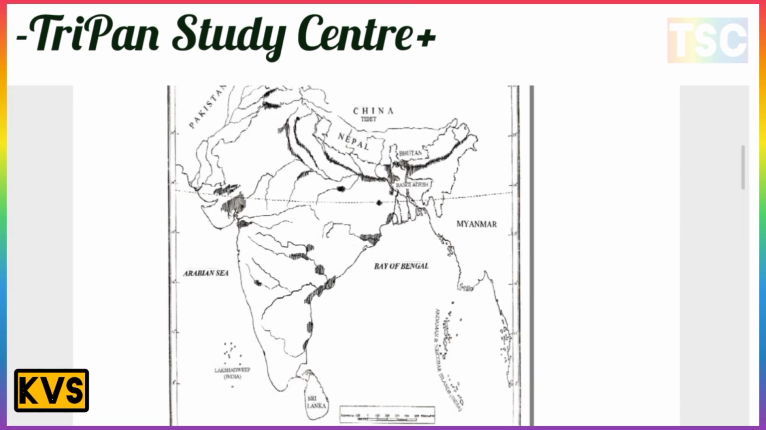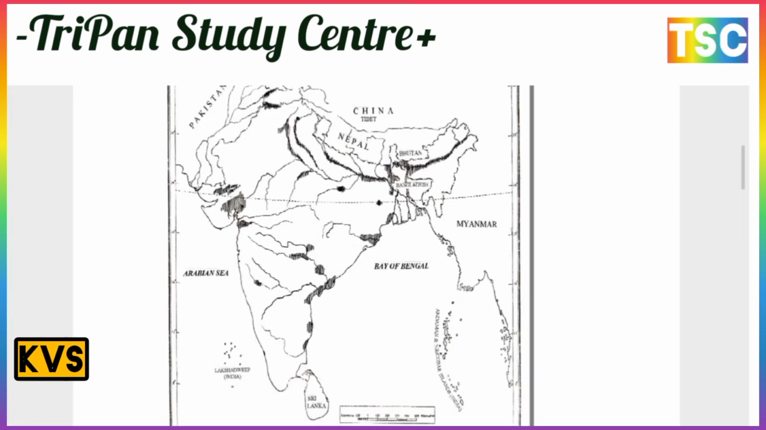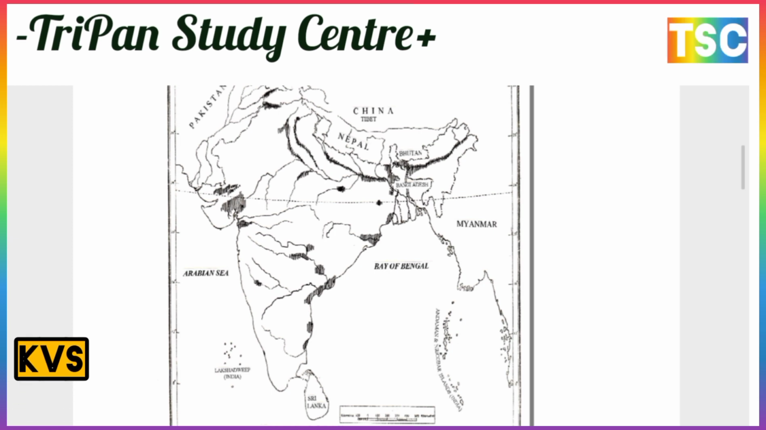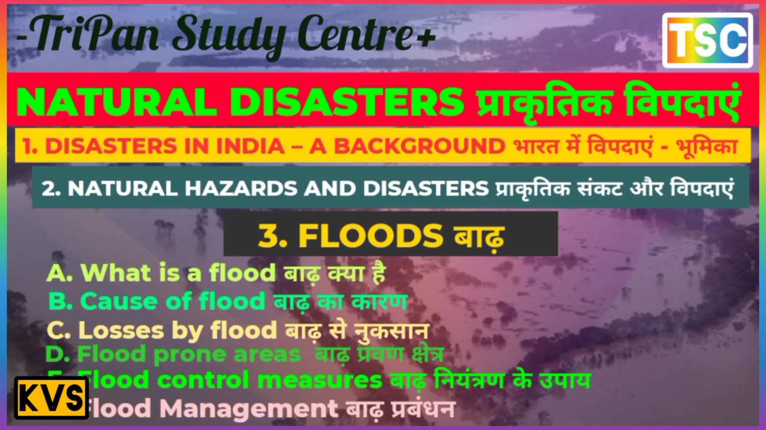Here the most important flood areas are shown on the Indian map. The maximum floods come again in Bihar, Rajasthan, Gujarat, and other states. The diagram shown on your screen is an important map of flood areas in India.